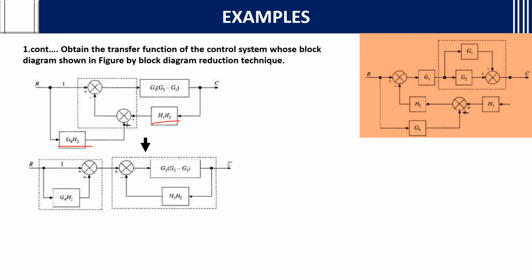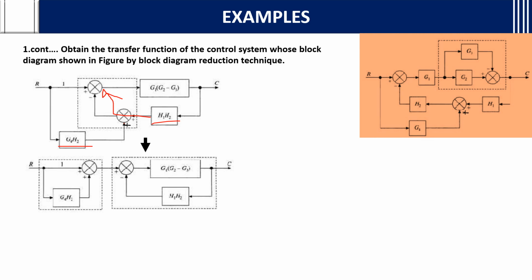Then what we can do is, we can exchange or interchange these two summing points. So it will become easy. How? See, this H1, H2 is connected to what? Plus plus. But when they are interchanged, it should be connected to plus minus. So if it is connected to plus minus, this G4, H2 is connected in the forward direction. It should be connected to what? Plus plus.